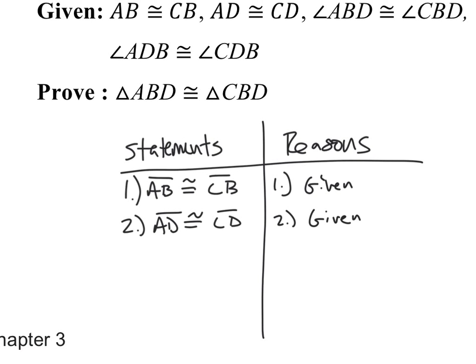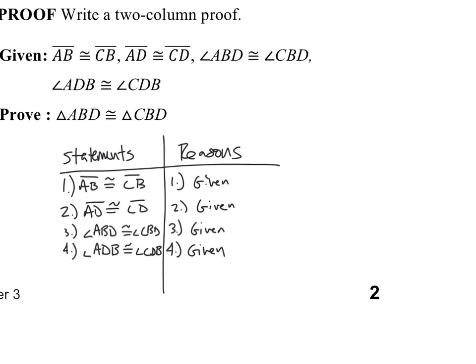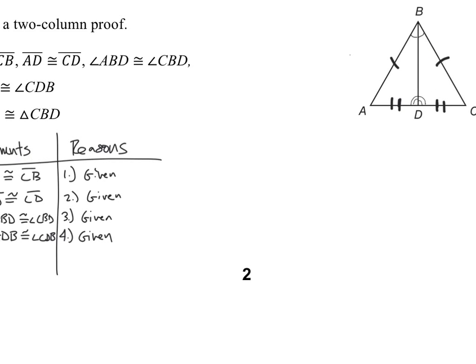Our third statement is that angle ABD is congruent to angle CBD, and that's also given. Our fourth statement is angle ADB is congruent to angle CDB, and that's also given. Now what I want to talk about is that I have 2 pairs of angles that are congruent. What that tells me is that these third angles have to be congruent. So I've got 2 pairs of congruent angles, which must mean my third pair of angles have to be congruent.